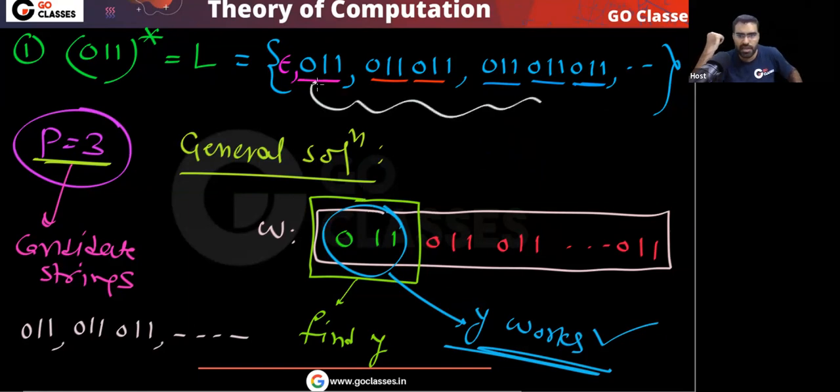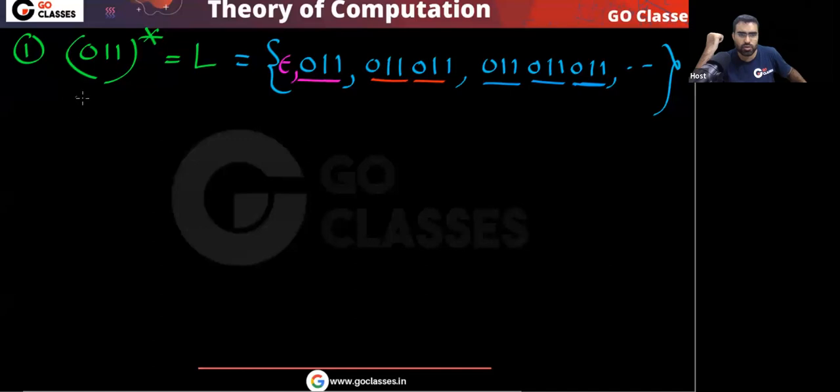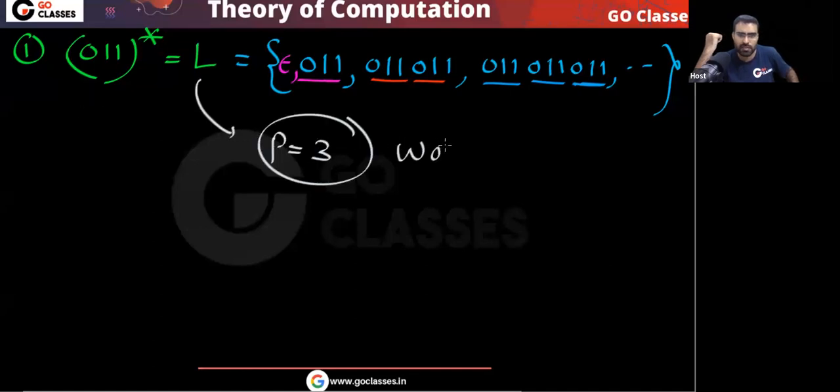For every candidate string, the first 011 will definitely work as y. So this is your general solution. For all candidate strings, I can say that they will pump. Every candidate string will pump. So I can say p equal to 3 is working. For this language, remember, p equal to 3 works.